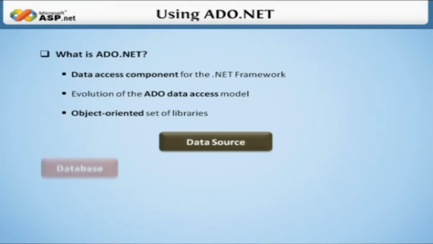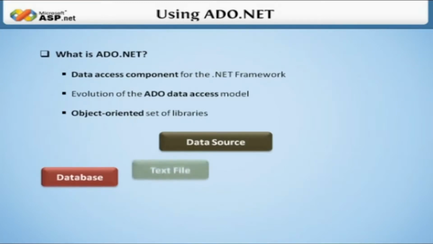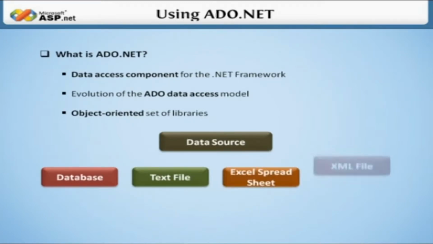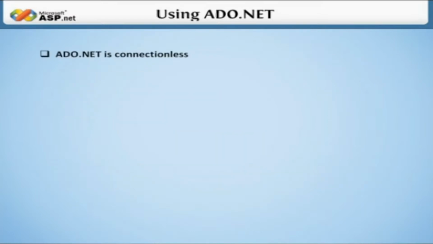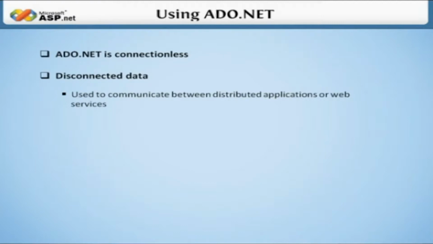Commonly, the data source is a database, but it also could be a text file, an Excel spreadsheet, or an XML file. ADO.NET is connectionless rather than connection-oriented. Disconnected data can be used to communicate between distributed applications or web services. Like connected data, disconnected data supports multiple tables and data binding. But disconnected data also makes it possible to navigate forward and backwards in a result set and manipulate XML.